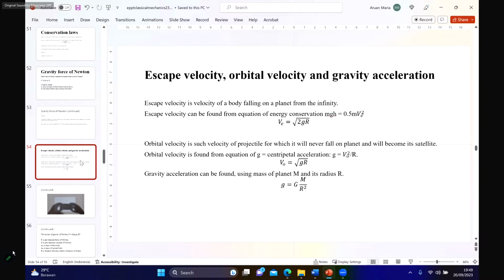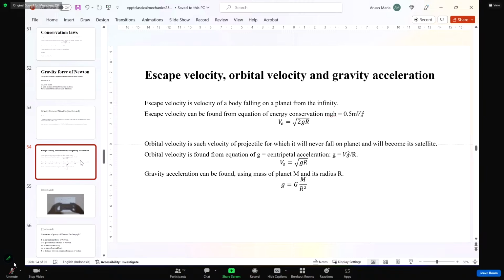So on the moon, it's about, I think, 1.5 meters per second squared or something like that. About 1.5. And on the Earth, it's about 10. I hope it answers your question. Okay.